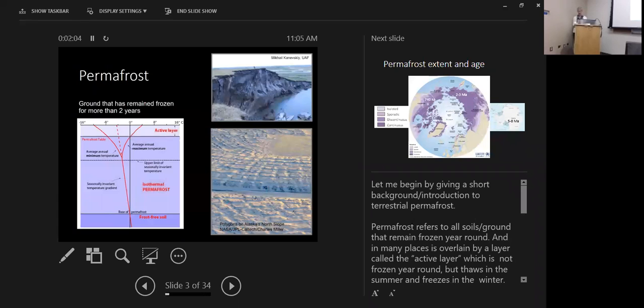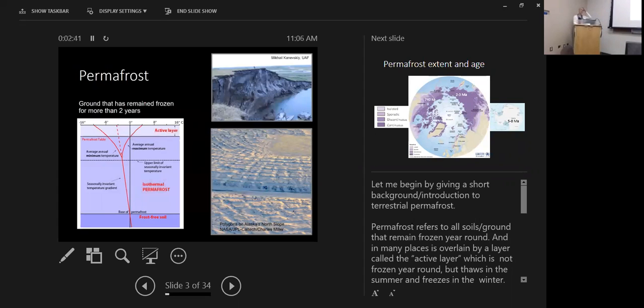So let me begin by giving you a little introduction on terrestrial permafrost. Permafrost is soil that remains continuously frozen and has remained frozen for some time. You can see in this graph that this is depth into the soil versus temperature. And you can see that the top portion is actually not considered permafrost because it does thaw out in the summer in some locations, not everywhere, and then freezes during the winter months. And this line is of average maximum and average minimum temperatures in these soils.